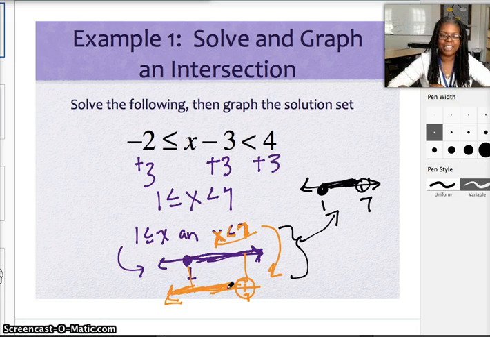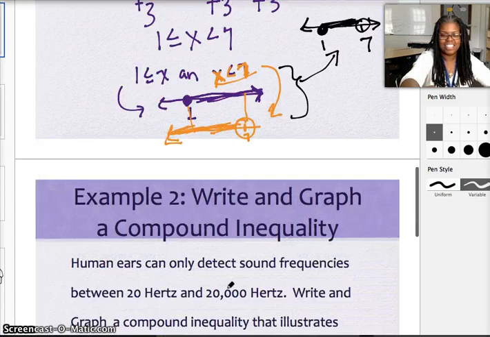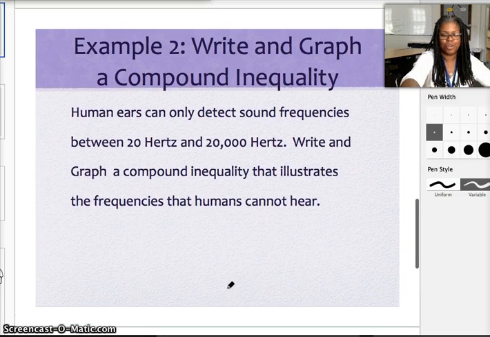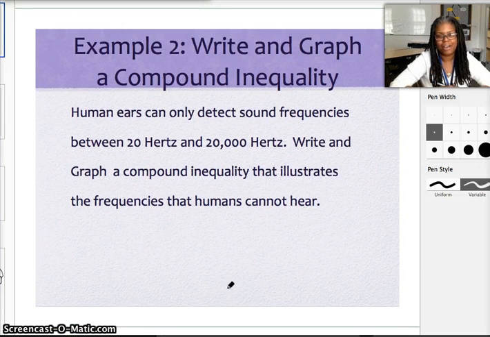Sorry about that. All right, let's go ahead and look at another example. Hopefully I'll get the words straight next time. So here, we're going to write and graph a compound inequality. Human ears can only detect sound frequencies between 20 hertz and 20,000 hertz. Write and graph a compound inequality that illustrates the frequencies that humans cannot hear.